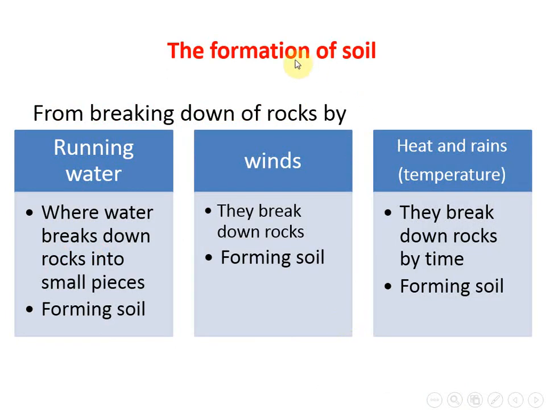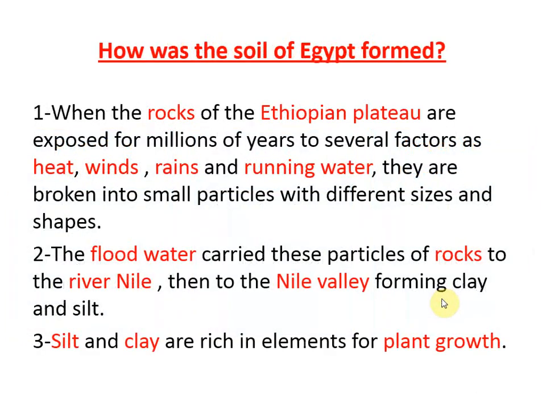The formation of soil is from the breaking down of rocks in different ways. First, by running water, where water breaks down rocks into small pieces forming soil. Second, by using the winds to break down rocks, forming the soil. Or by using the heat and rains or changing the temperature, they break down rocks over time, forming soil.